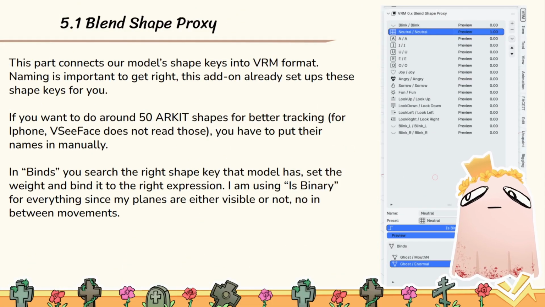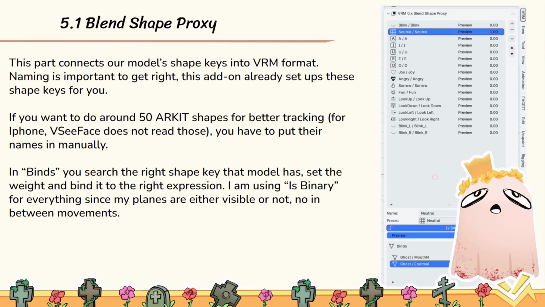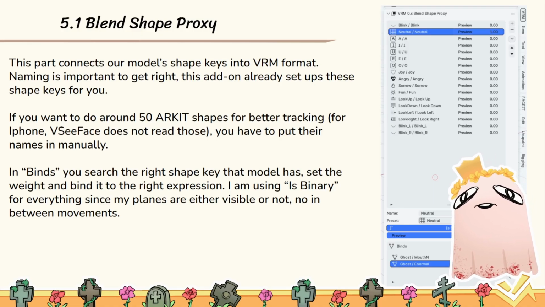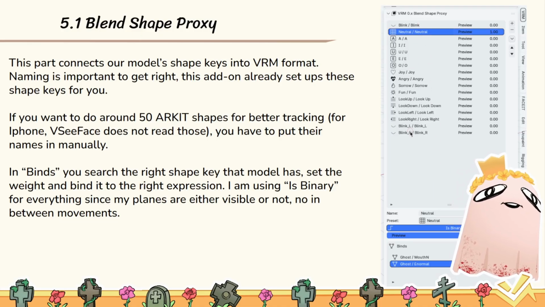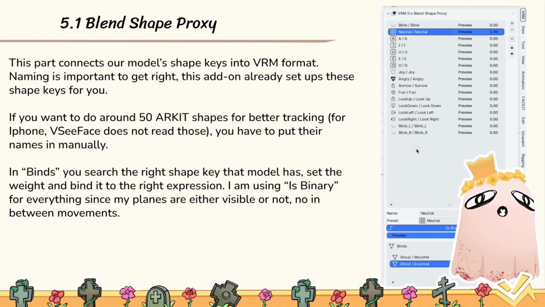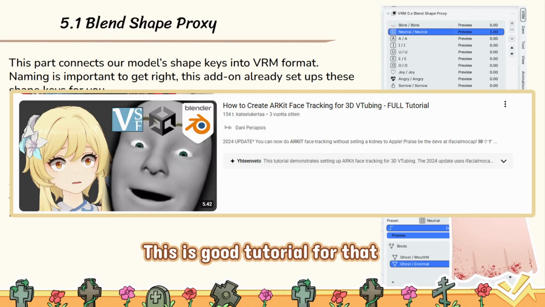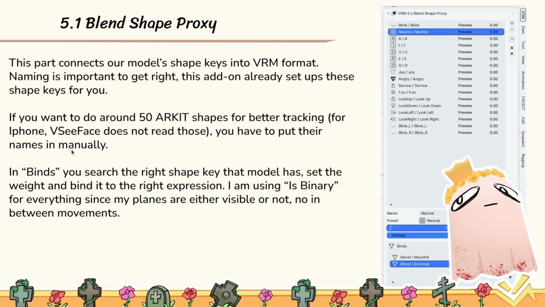5.1 Blend Shape Proxy. This part connects our model's shape keys into VRM format. Naming is important to get right. This add-on already sets up these shape keys for you, so you do not need to write these by yourself. But if you want to do the around 50 ARKit shapes for that iPhone tracking that is fancier, yes, you have to put their names in manually.